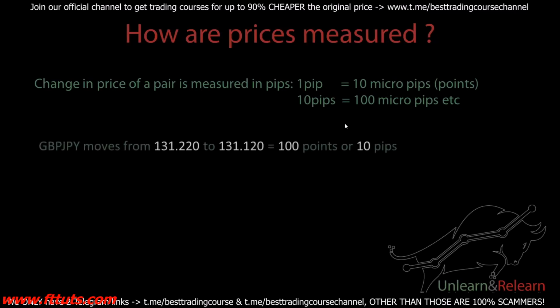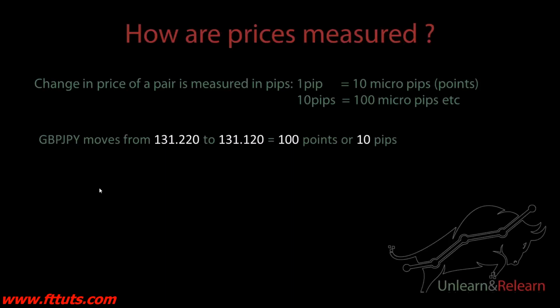When we're talking about, let's say, GBP/JPY, and for example GBP/JPY moves from 131.220 to 131.120, that's a difference of 100 points, which also means a difference of 10 pips. If you had a buy order at 131.220 and price moved 10 pips below, you're going to be in negative 10 pips. But if you had a sell order at 131.220 and price moved to 131.120, now you're going to be in positive 10 pips. Some people are very new, so this is very important here.